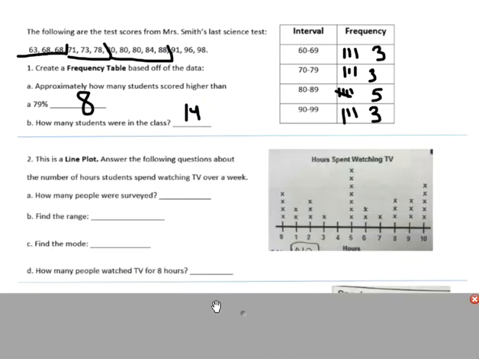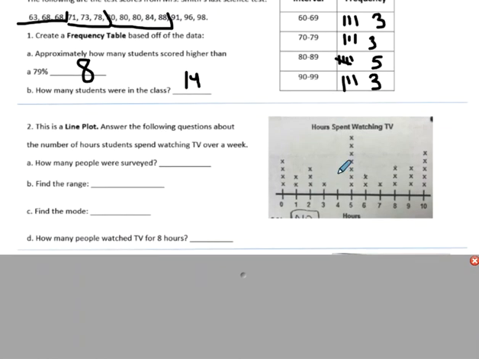Okay, next we have the line plot. So the line plot looks like this. X's are marked for the hours, but they represent one person.